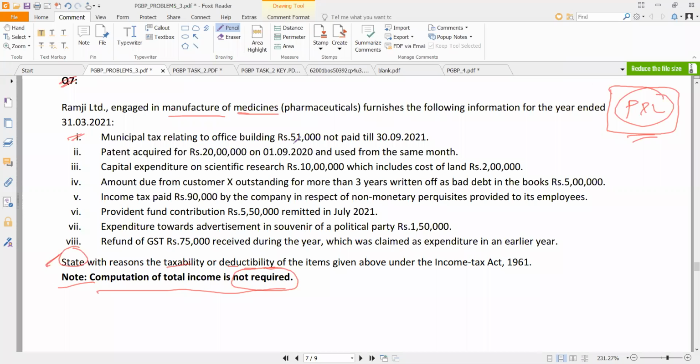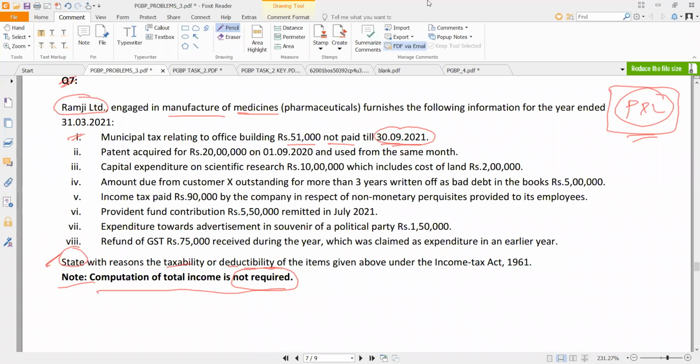Municipal tax relating to the office building, 51,000 rupees, not paid till 30th September 21. Of course, as I said, for companies, 30th September is the due date for filing the return of income. It is not paid till the due date for filing the return of income. So the question: deductible, not deductible. No other words to be used. Whatever is asked, that only has to be taken.